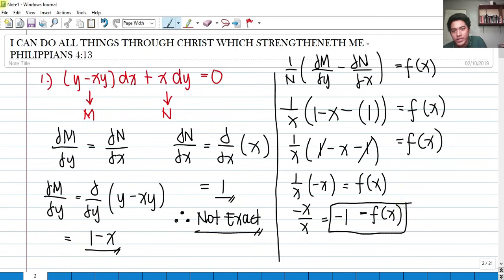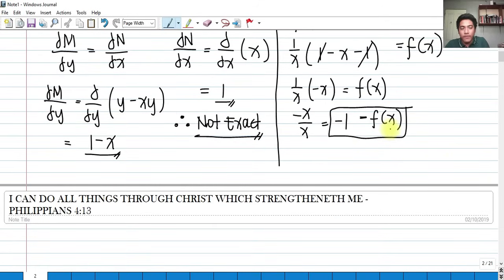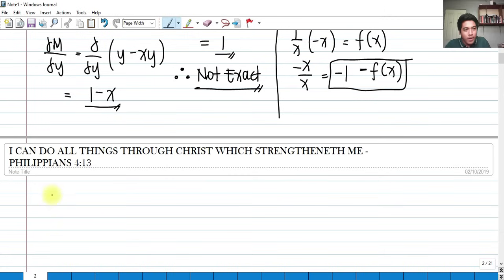Now, if I ask you, negative 1 is a constant, right? So that is our goal, to get a constant f of x, or to get a single variable f of x with x as its variable. So that's for number 1. This is our f of x. How about for number 2?